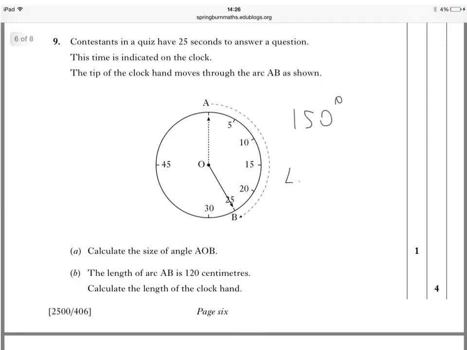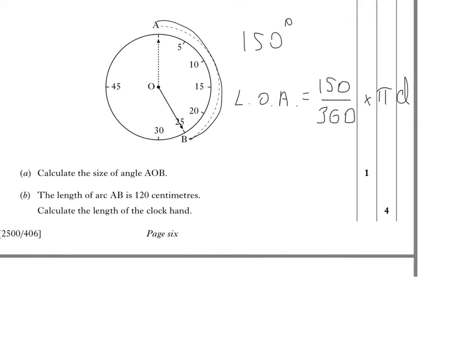So the length of the arc is this, and it's equal to 120 centimetres. So we know that the length of the arc is a bit of the circumference. So 150 out of 360 degrees times pi d. Now what we do know is that that is equal to 120.